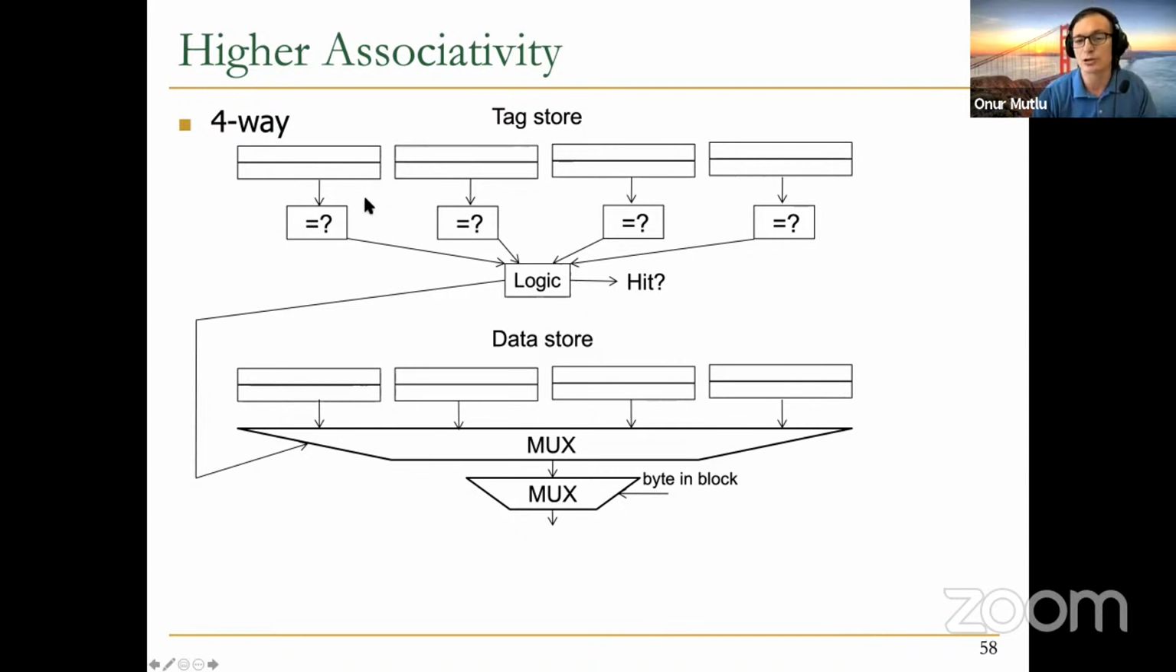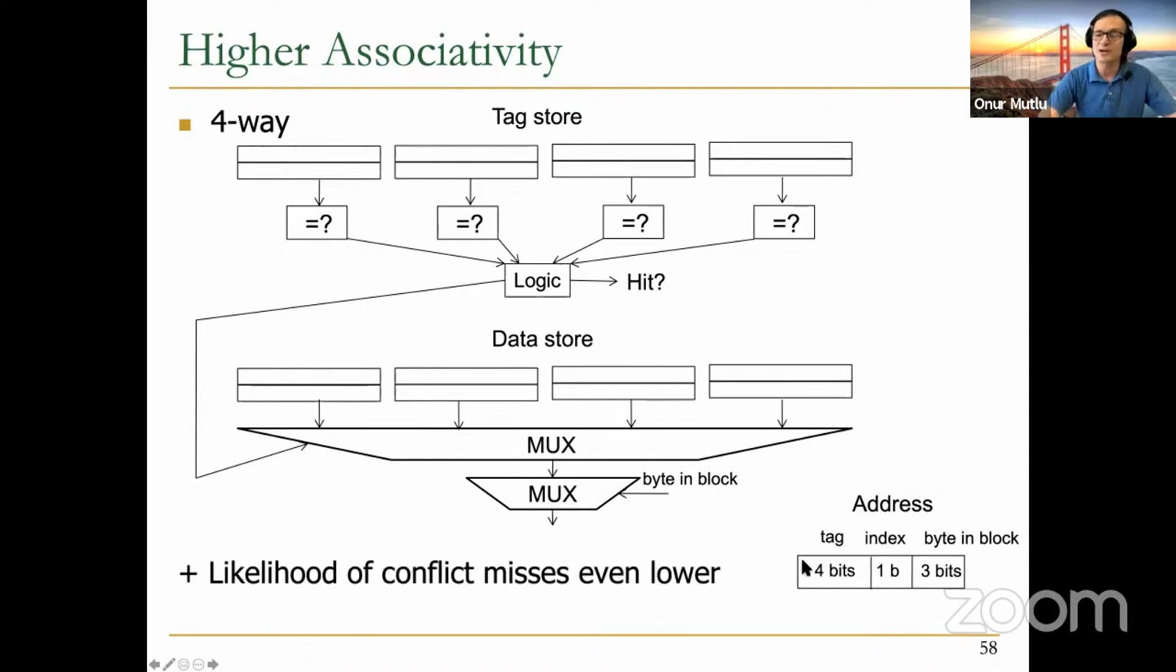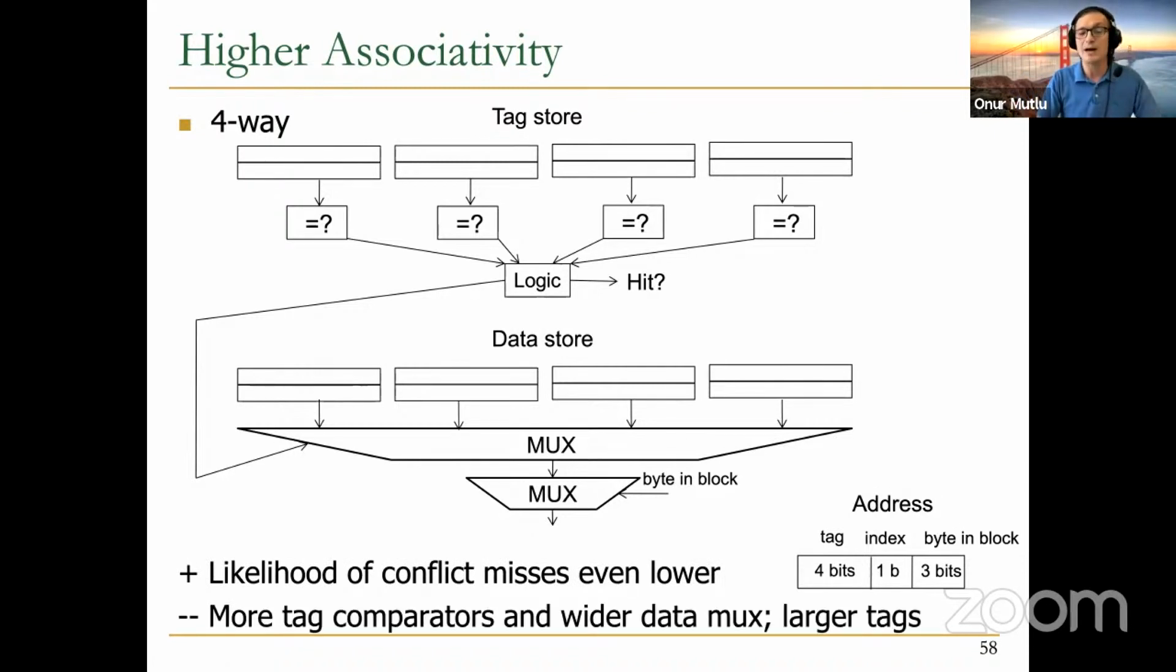Essentially, your logic to determine a hit becomes more difficult because now you have more comparators. And also, your mux becomes wider for the data store. So your latencies increase in this case also. And now your address looks a little bit different, right? Your index is only 1 bit now, and as you can see, you decide based on that bit which set you're accessing. And your tag has become even larger, 4 bits. So clearly, the likelihood of conflict misses is now even lower because you have more flexibility in the mapping. But now you have more tag comparators, a wider data mux, and larger tags.